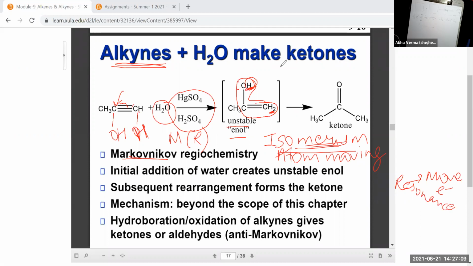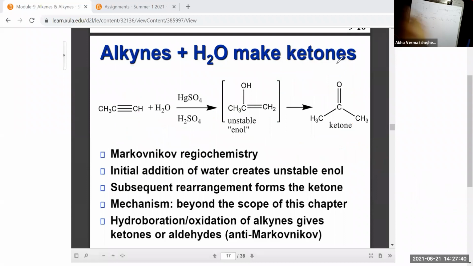And so this is known as a keto-enol tautomerism. So this keto-enol tautomerism is responsible for formation of ketones from alkynes. Another very important synthetic strategy. Let's look at it on paper.